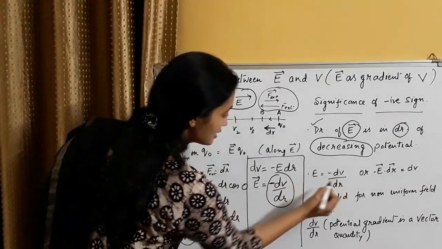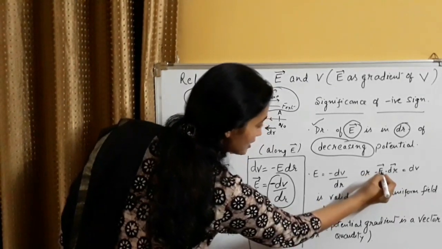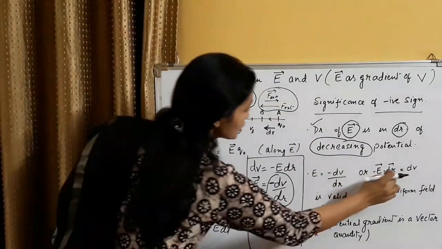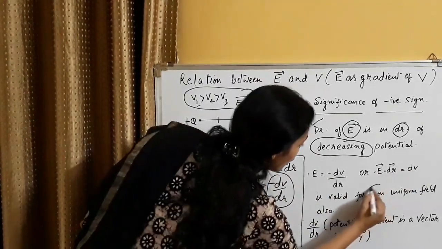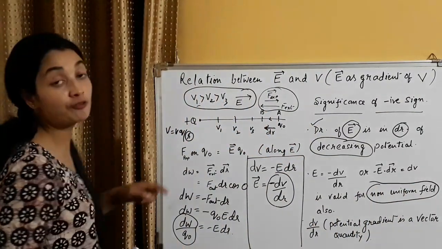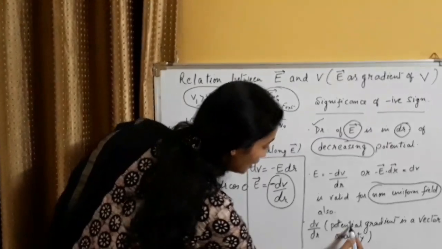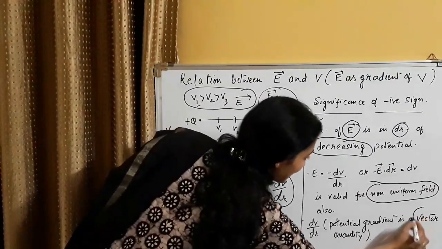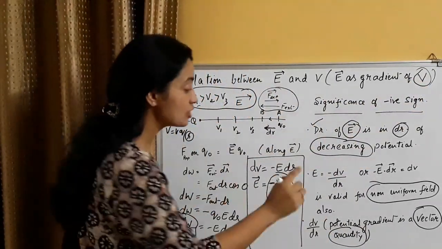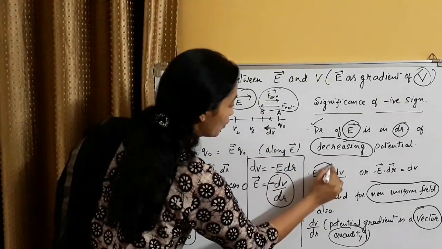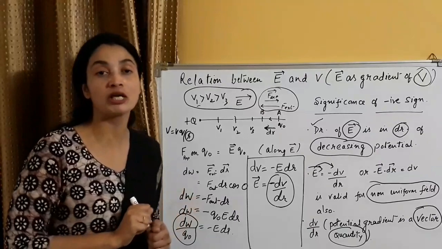Second thing, E is equal to minus dV by dr, or E dot dr. Dot product of electric field, which is a vector quantity, and dr. The space element is also taken as a vector quantity, and E dot dr is equal to minus dV. This is valid even for non-uniform fields also. And third important point, you need to get it registered in your mind, dV by dr, this is potential gradient and it is a vector quantity. Potential, this V is a scalar quantity, but dV by dr, potential gradient, is a vector quantity because it is equal to E, and E, electric field itself, is a vector quantity. So potential gradient is a vector quantity even though potential is a scalar quantity.